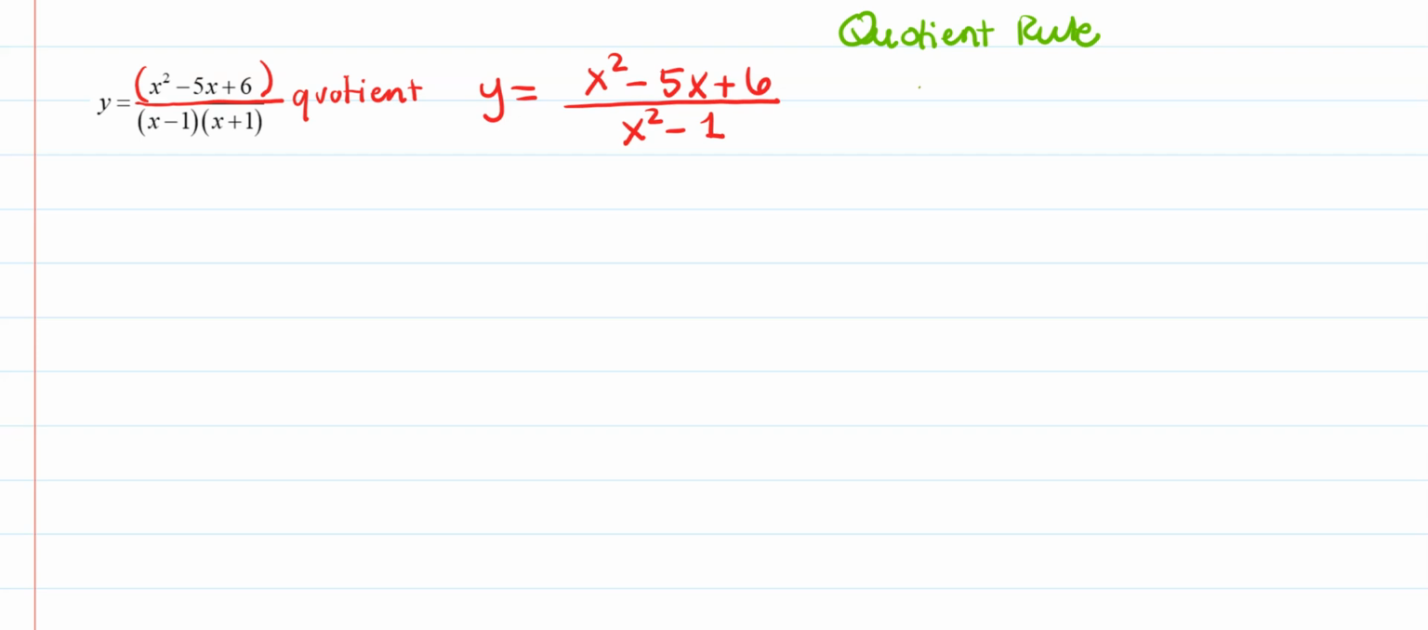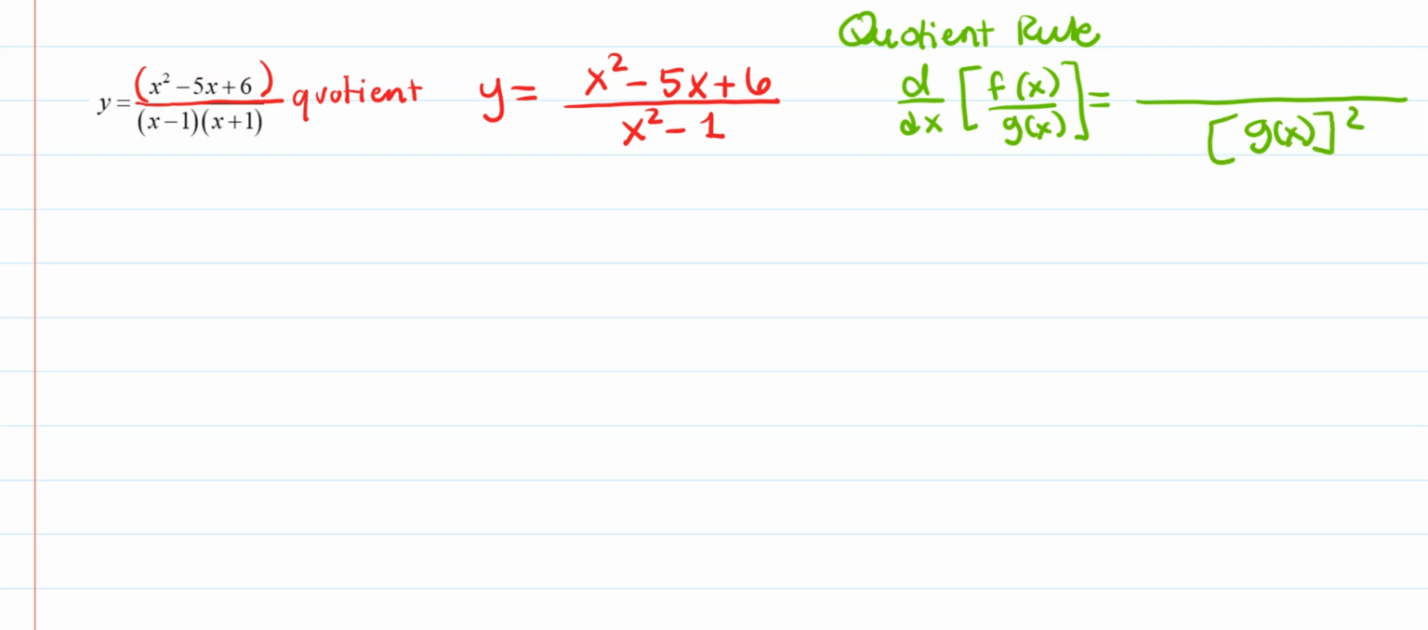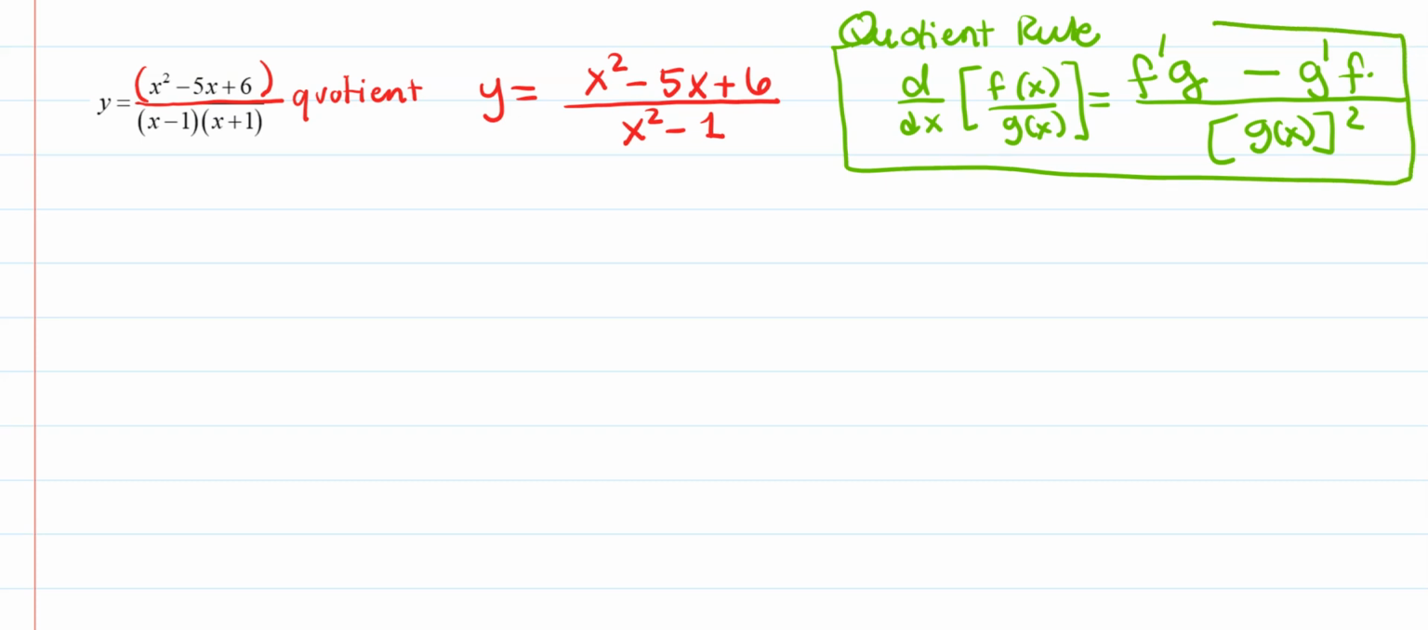The quotient rule says that if you have a function divided by a function, say f of x divided by g of x, and you are taking the derivative of it, that will equal, and I always write g of x squared on the denominator, and then on the numerator is a subtraction problem: the derivative of the first times the second, minus the derivative of the second times the first, kind of like the product rule except it's subtraction. Okay, so that is the quotient rule that we are going to apply here.